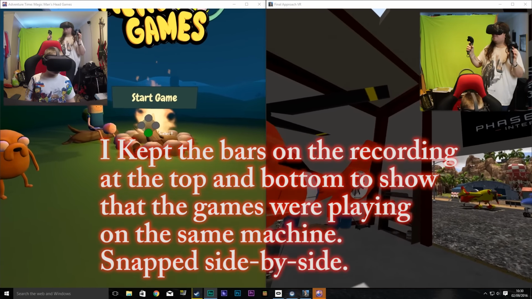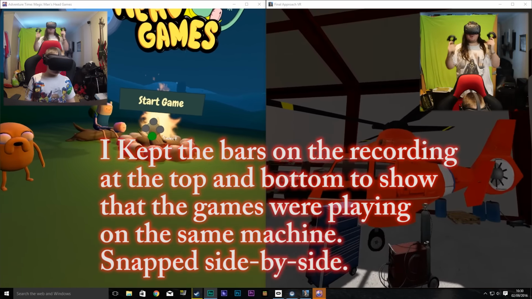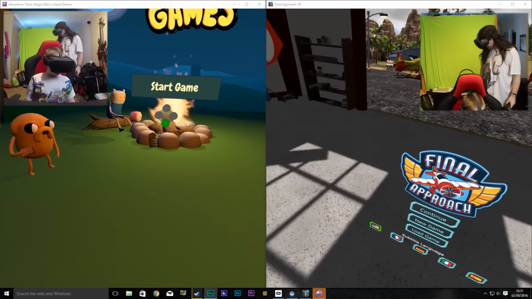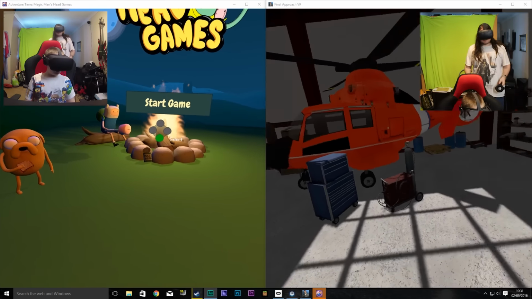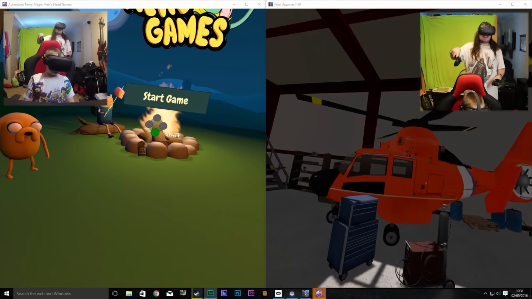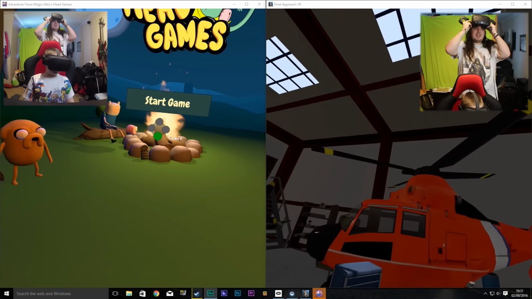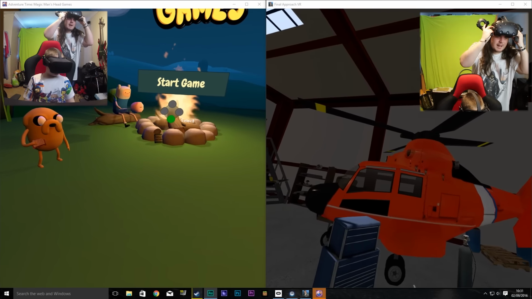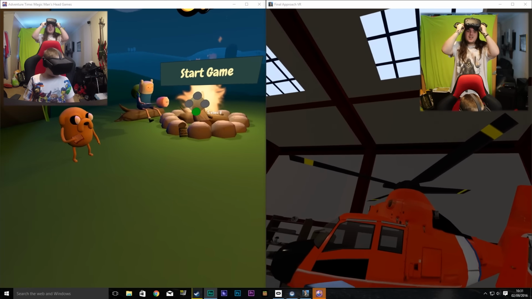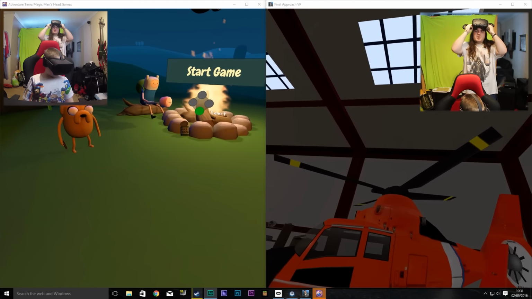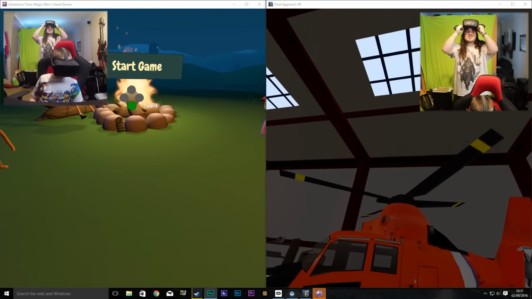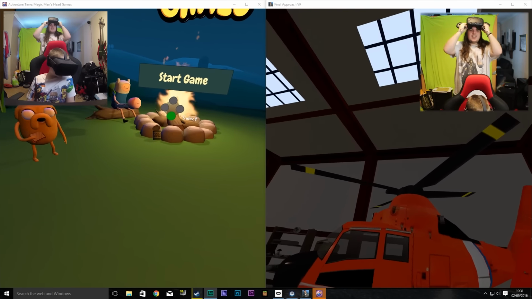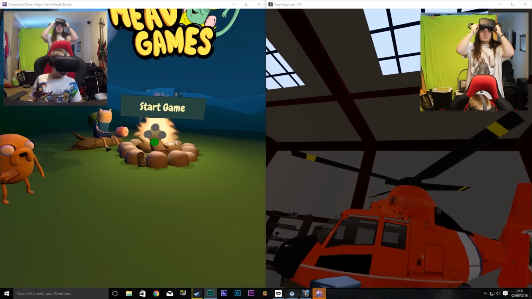We are testing if you can run two headsets off one computer at once. I have brought in the aid of my beautiful assistant, Kenny. Kenny, say hello. Hello. Kenny here, as you can see on the left side of your screen, is playing on the Oculus Rift. What are you playing? Adventure Time, and I am playing the Final Approach. These are two headsets plugged into the same computer, and so far, so good. So, Kenny, if you'd like to start your game, I'll start my game, and we'll see how they run.